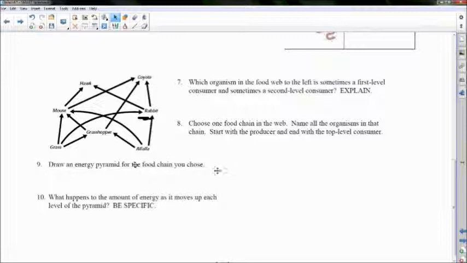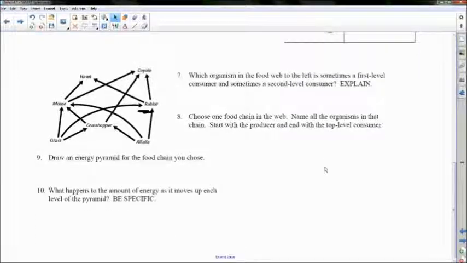Okay, number 9, draw an energy pyramid. So for one of those, you should show the producers on the bottom and the top level consumers on the top. Then it says, what happens to the amount of energy as it moves up each level of the pyramid? Be specific. Remember, as it goes up each level of the pyramid, 90% of that energy is lost. Only 10% is passed on.